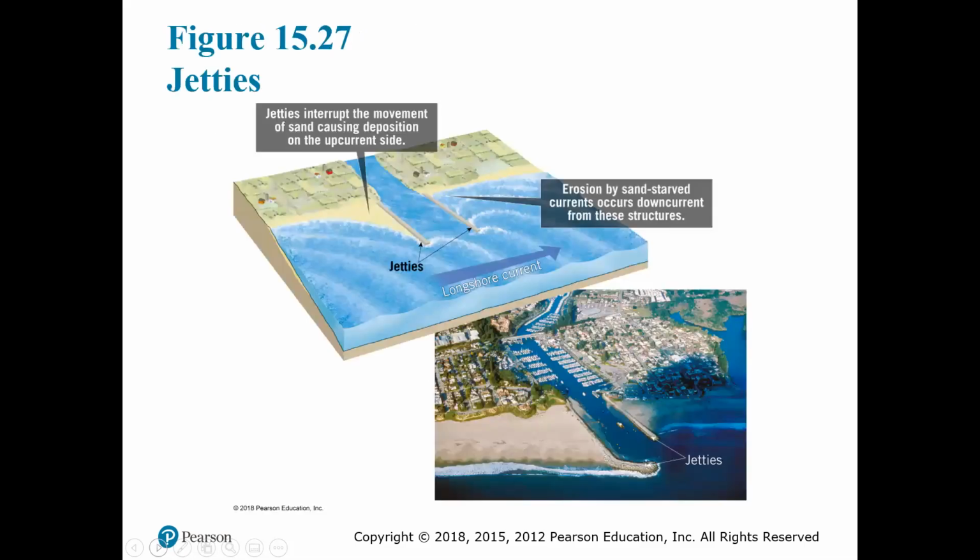So here is an example of a jetty that can be built basically to protect inland areas from deposition, as you kind of see here, protecting this boat dock basically. And now I'm going to go back to Smart Figure 15.17 that we've been watching, because it discusses jetties and what they do.